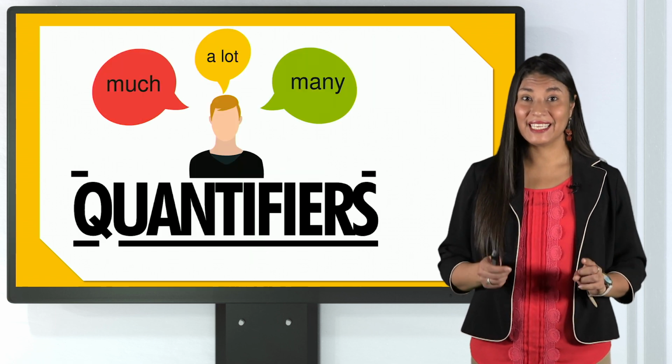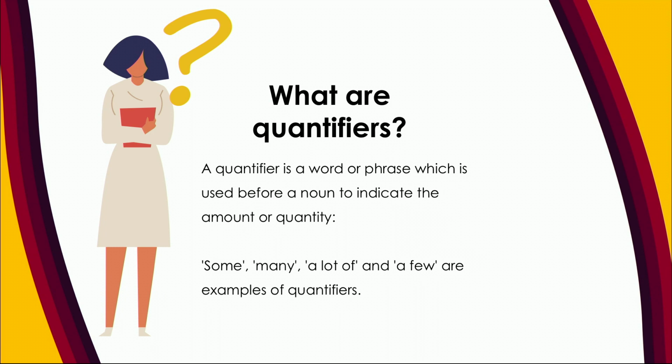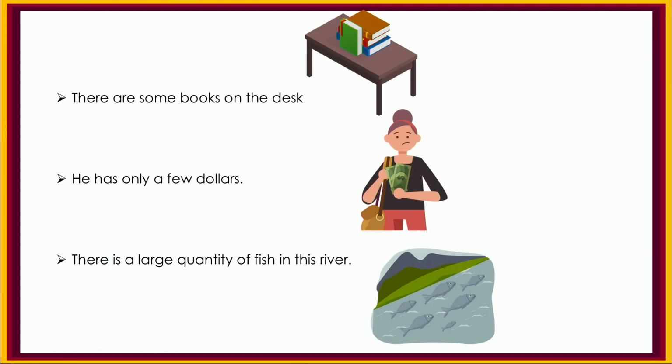Now let's study quantifiers. What are quantifiers? A quantifier is a word or phrase which is used before a noun to indicate the amount or quantity. Some, many, a lot of, and a few are examples of quantifiers. Look at these examples. There are some books on the desk. He has only a few dollars. There is a large quantity of fish in the river.